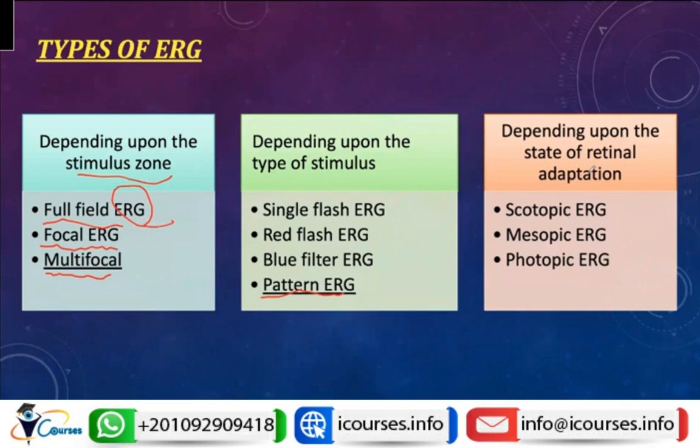According to the state of retinal adaptation, we have the scotopic ERG. As we said, we have the mesopic, in which we record the ERG under moderately illuminated conditions, and the photopic ERG, in which the retina is intensely exposed to bright illumination.